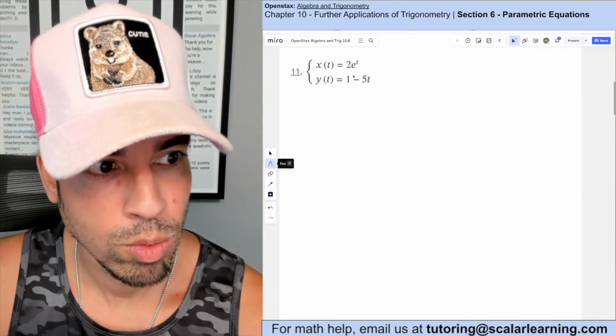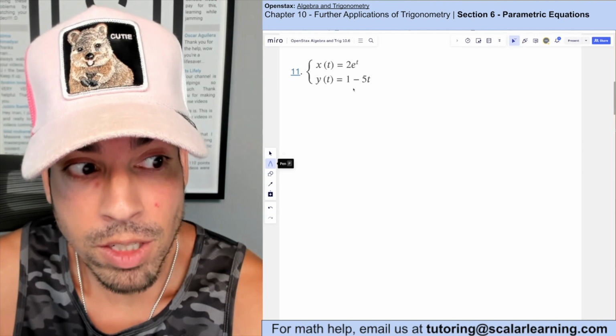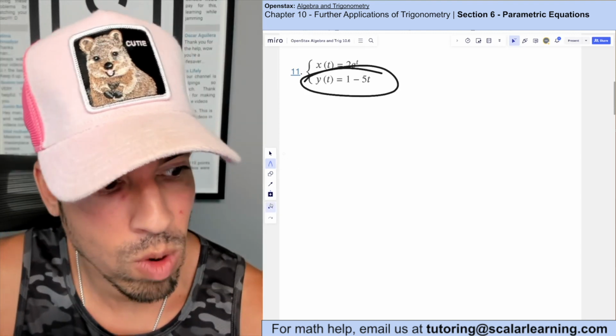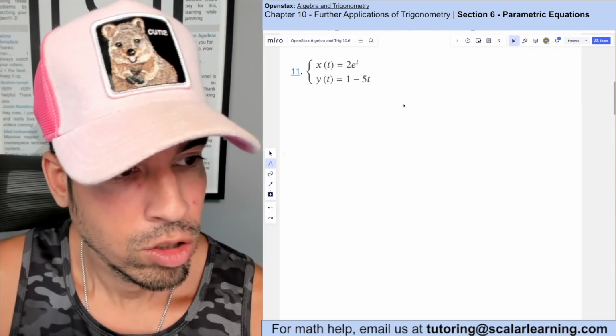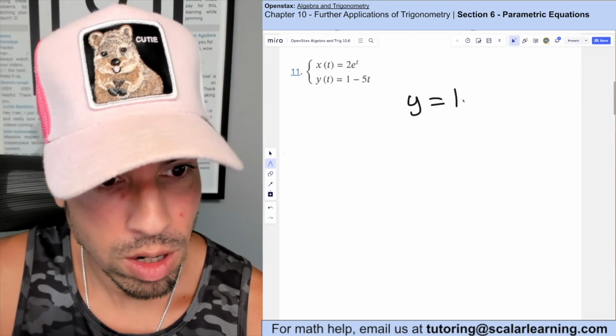Done. For this one, we're going to do a little isolation. I'm actually going to choose to isolate the y here. I think it's going to be easier, because otherwise for this one we might have to use logarithms. So let's say y equals 1 minus 5t.